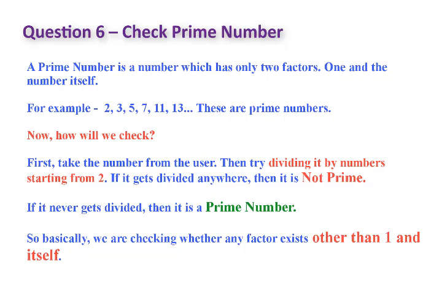First, take the number from the user. Then try dividing it by numbers starting from 2. If it gets divided anywhere, then it is not prime. If it never gets divided, then it is a prime number. So basically, we are checking whether any factor exists other than 1 and itself.